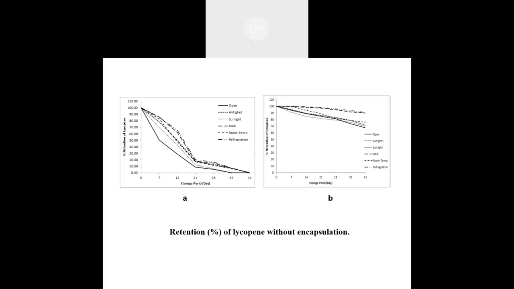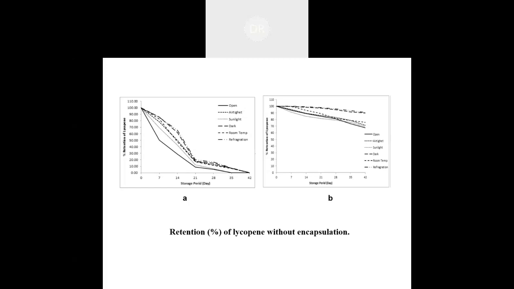Means it is showing about 90% retention in the encapsulated material. Same conditions were used for the encapsulated material. For this, we have used sterilized glass bottles with different colors and different conditions.